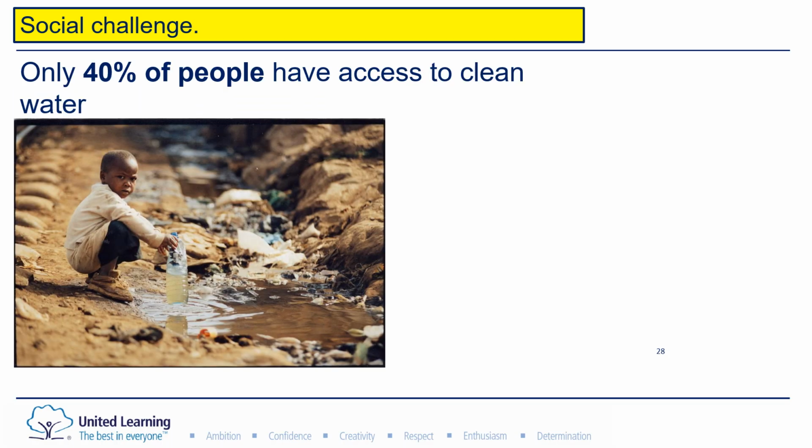Another social challenge in Lagos. Only 40% of people have access to clean water. So that means 60% of people, 60% of 21 million, do not have reliable clean water. This means people are forced to drink dirty water, which means rates of cholera and waterborne diseases increase.